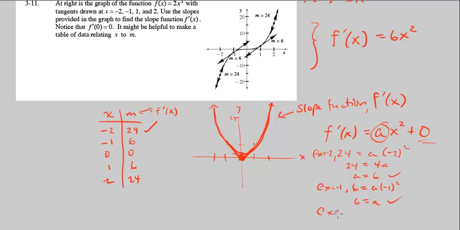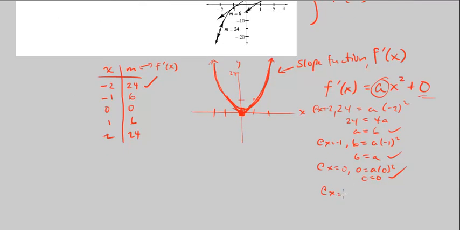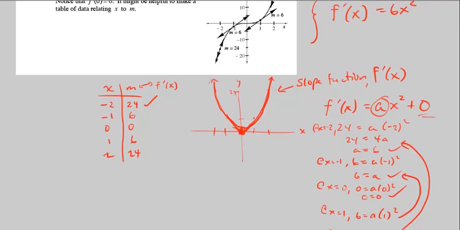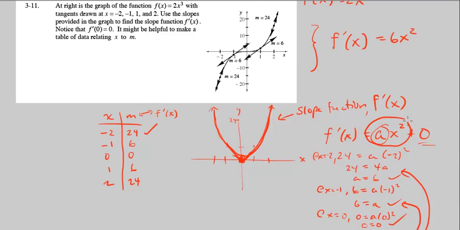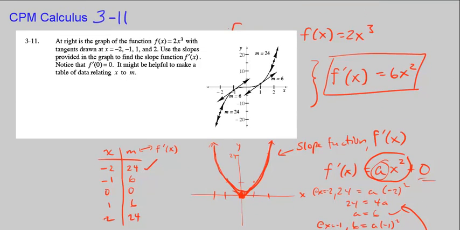At x equals 0, we have 0 equals a times 0 squared. So that gives us 0 equals 0. Well, we don't solve for a there, so that's okay. No conflicts. At x equals 1, again, we have 6 equals a times 1 squared, the same as we got there. And at x equals 2, we get the same thing we had here. So we confirm that a is 6, and this right here is our slope function. All right, this ends CPM Calculus Chapter 3, Number 11.